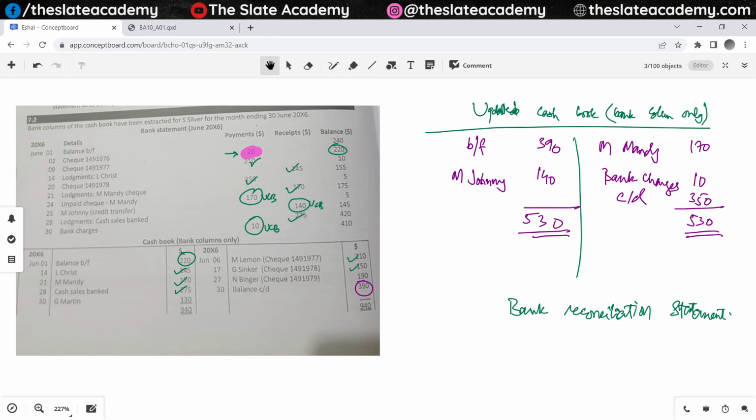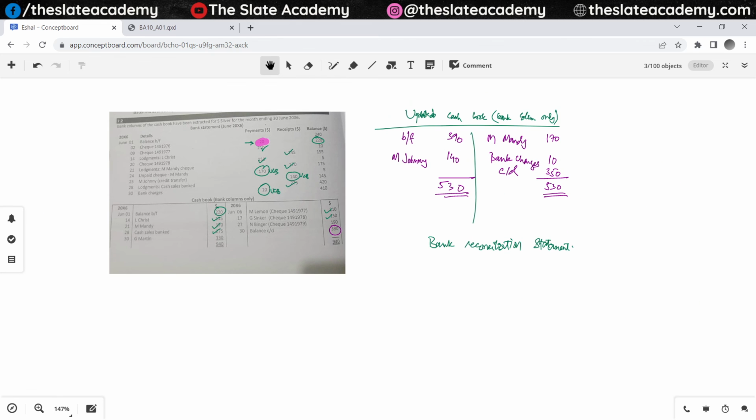ठीक है जी. Now let's prepare the bank reconciliation statement. For the bank reconciliation statement, we will say balance as per updated cash book. Balance is that after each transaction, what's your closing balance?